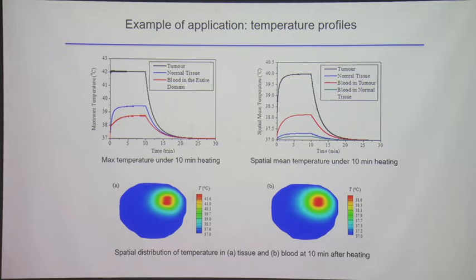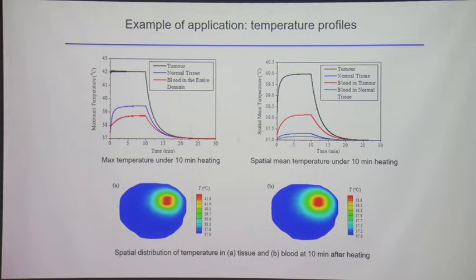So this is in the tissue, and this is in the blood at 10 minutes after heating. And these are the corresponding maximum temperature and spatial mean temperatures under 10 minutes heating. You can see that the maximum temperature within the tumor reaches 42 degrees because of the function of the temperature controller. It does not allow the temperature to exceed that amount. And then this is the temperature in the normal tissue, and this is the temperature of the blood in the entire domain.